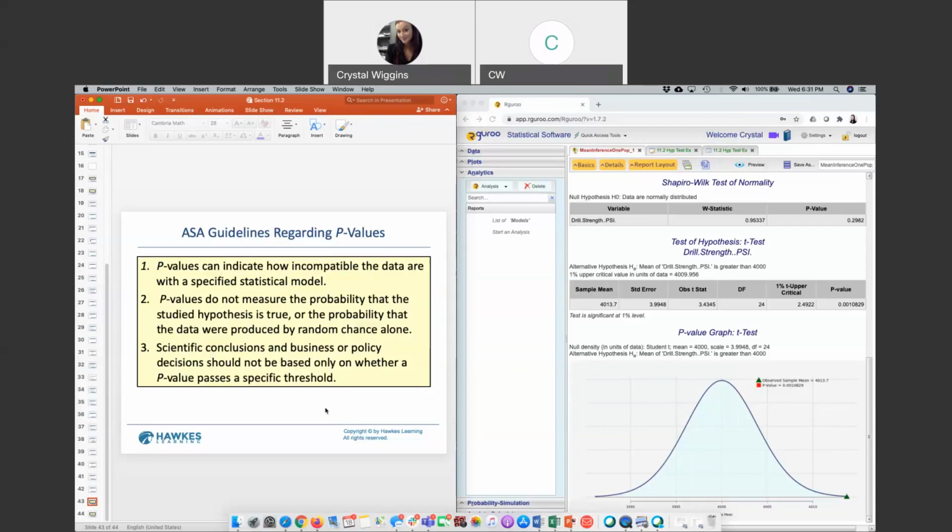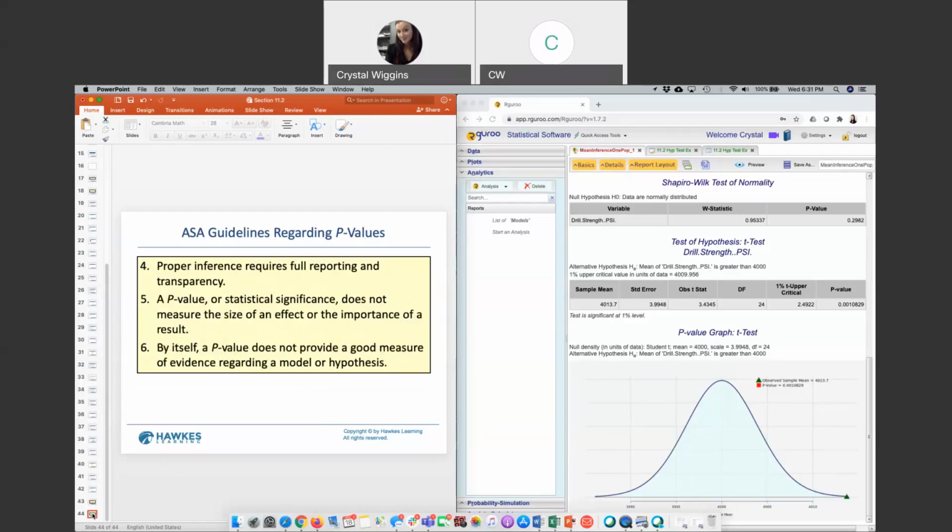Okay, too many people put way too much weight on their p-value and are trying to make these broad conclusions. It's hard to explain, but they put too much weight on the p-value, and they really should be exploring other things as well. Okay, proper inference requires full reporting and transparency. A p-value or statistical significance does not measure the size of an effect or the importance of a result. By itself, a p-value does not provide a good measure of evidence regarding a model or hypothesis.